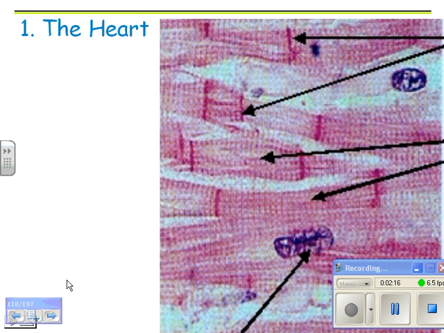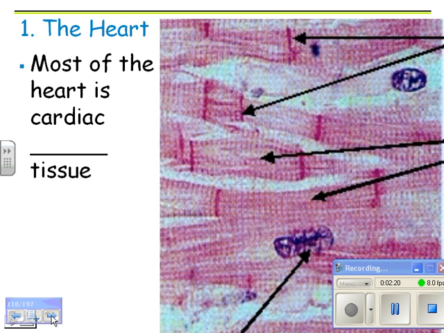Here is what the heart tissue looks like. It's made out of muscle. The muscle is called cardiac muscle. So most of the heart is cardiac muscle tissue. There are three types of muscle tissue. There's the skeletal muscle that moves your body around. It's usually attached to your skeleton, to your bones. So in your arm, for example. There's smooth muscle. You'll find that in your blood vessels, and you'll find it in your stomach and your intestines. And then there's cardiac muscle.